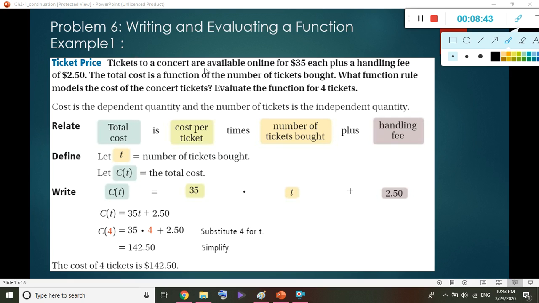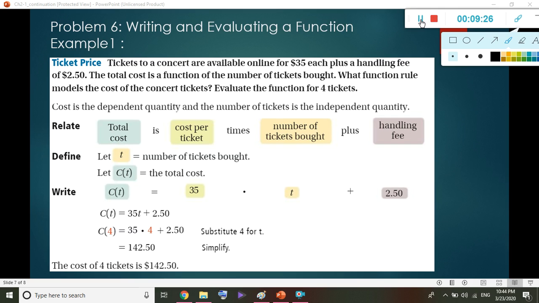Okay, so tickets to a concert are available online for $35 each, plus a handling fee of $2.5. The total cost is a function of the number of tickets bought. What function rule models the cost of the concert tickets? So again, they want the total cost, right? So the total cost is the cost per ticket. Here we're having 35 each. We have 35x plus the handling fees, which is 2.5.